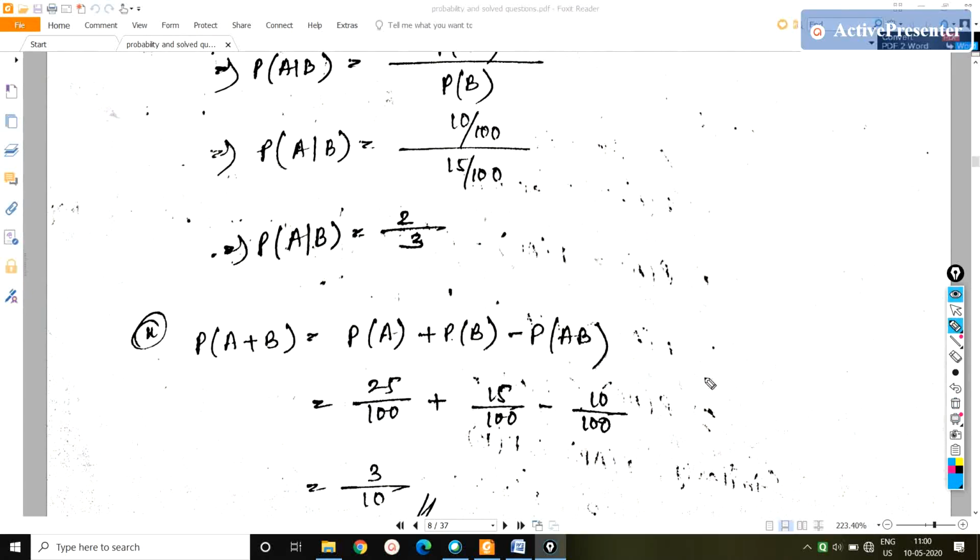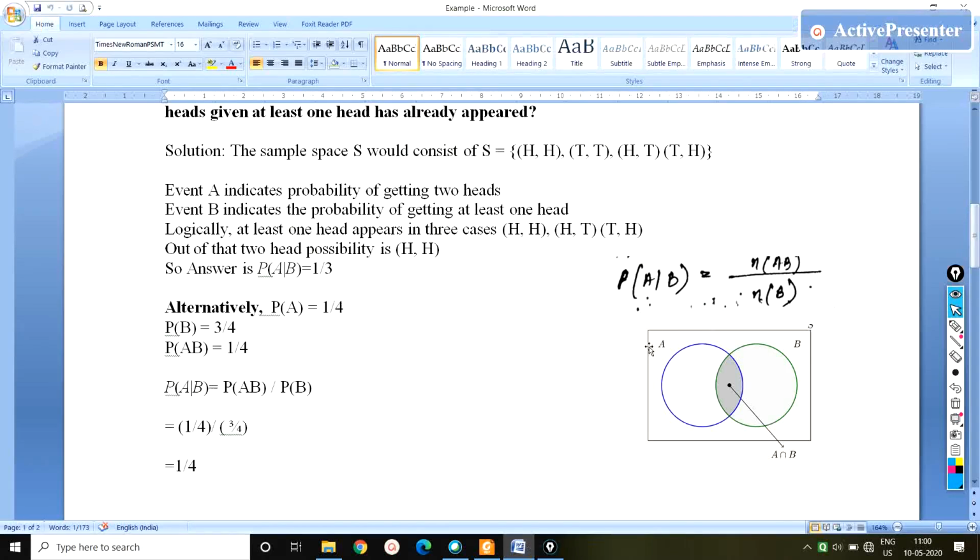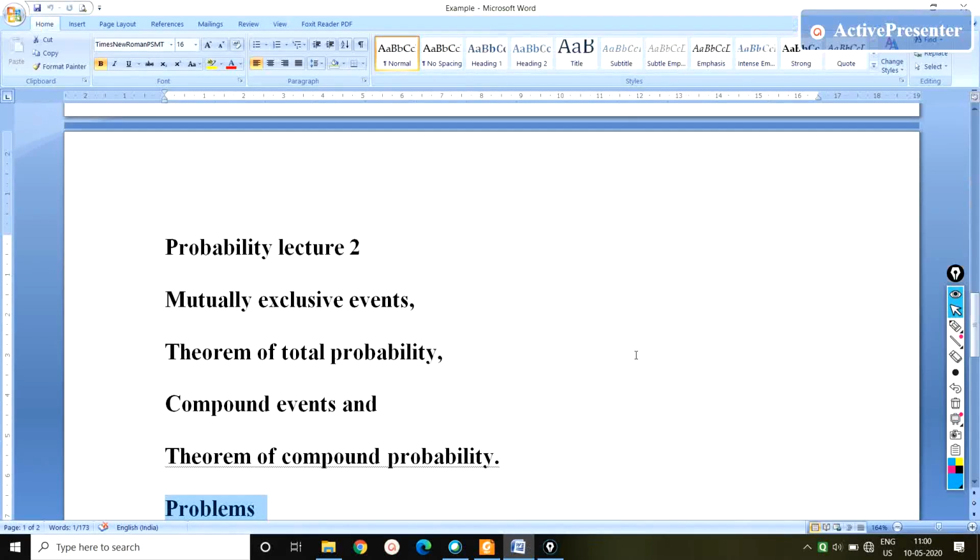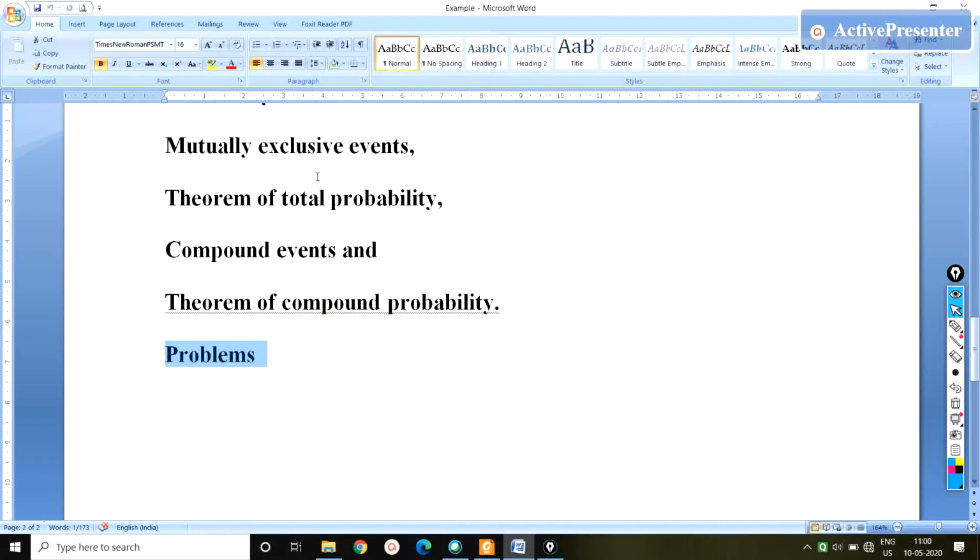So with this, I would like to conclude today's discussion. To wind up, let me tell you what we learned today. Today we learned mutually exclusive events, theorem of total probability, compound events, and theorem of compound probability, along with problems. Next class we'll discuss probability distributions.